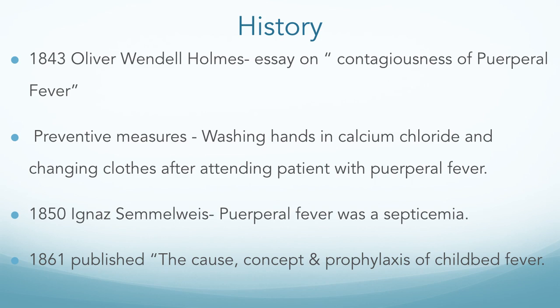So Semmelweis enforced washing of hands in calcium chloride, and by this very simple measure he brought about a dramatic fall in the rate of puerperal fever. But he was subjected to mockery and ridicule, and this disrespect contributed to the insanity and the early death of Semmelweis. In 1861, Semmelweis published the paper The Cause, Concept and Prophylaxis of Childbed Fever, or Puerperal Fever.